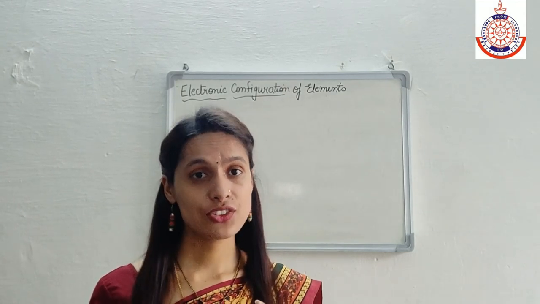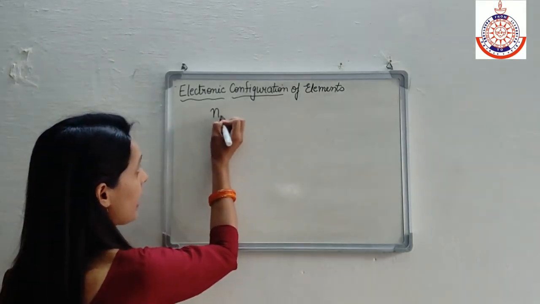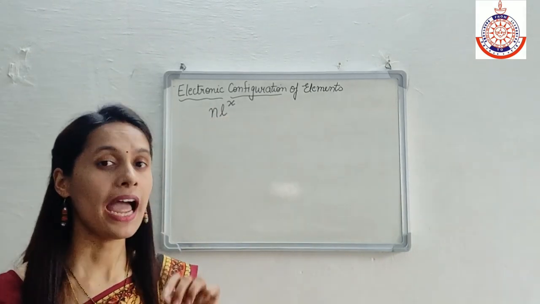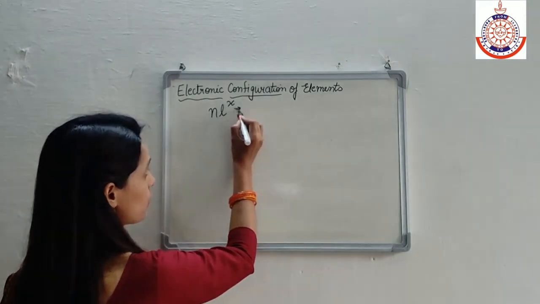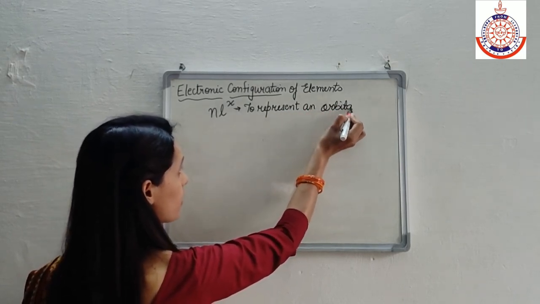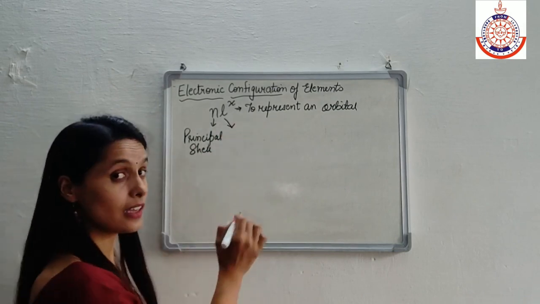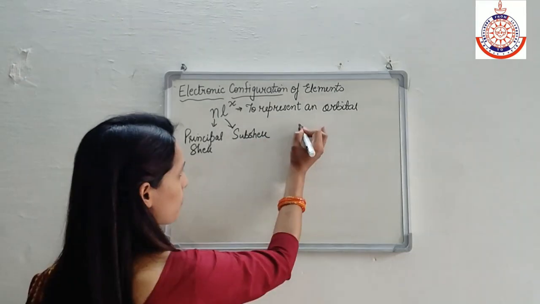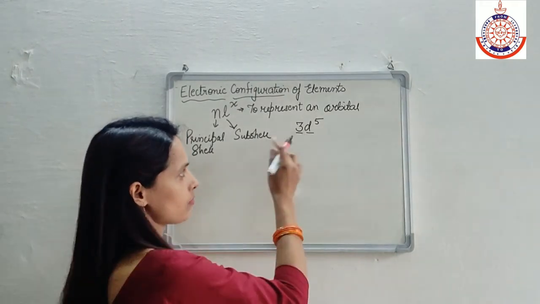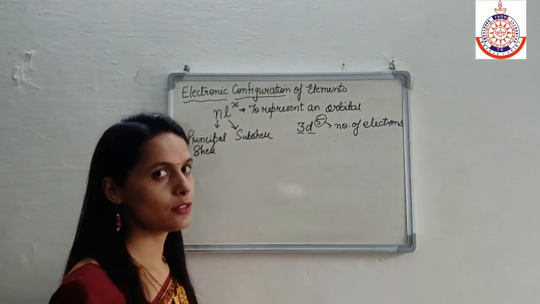In general, the electronic configuration of any orbital can be simply represented by a notation, and that notation is nlx. So nlx is a notation which is used to represent an orbital, where n is the principal shell and l is the subshell. Suppose I am talking about 3d5. So 3 means third shell, d means d subshell and 5 represents the number of electrons which are present in this particular orbital.